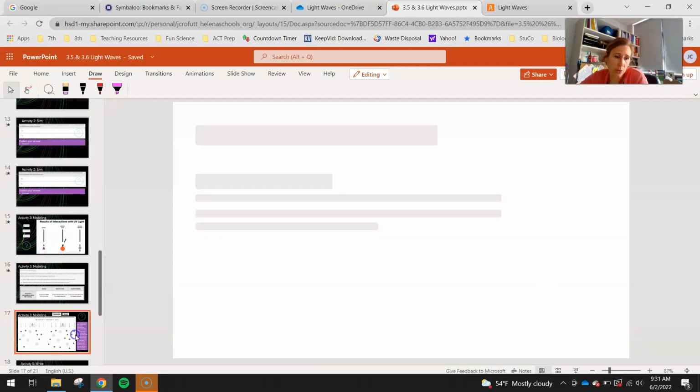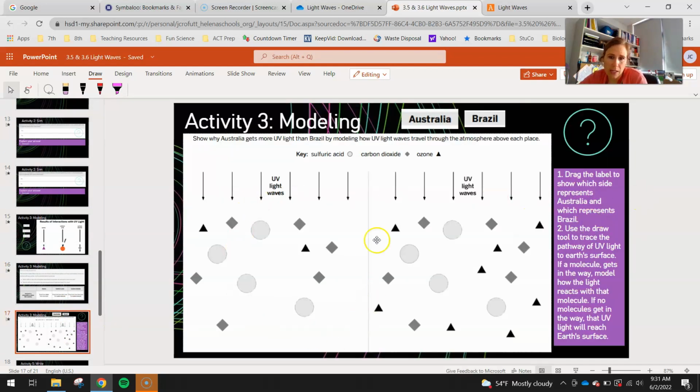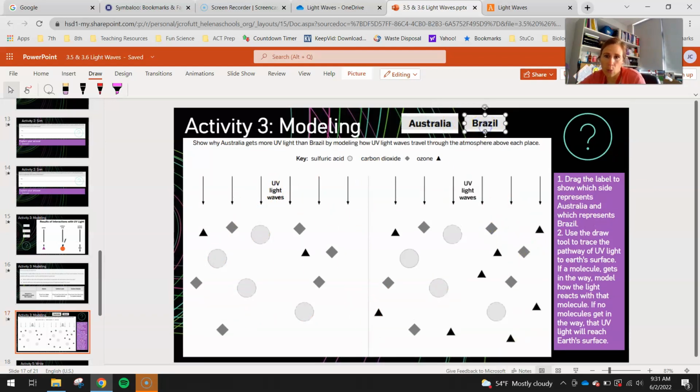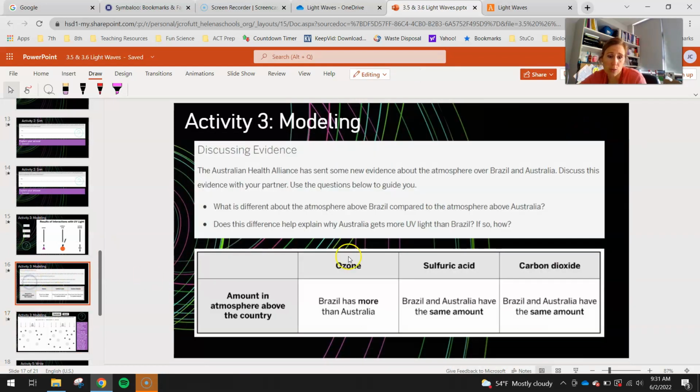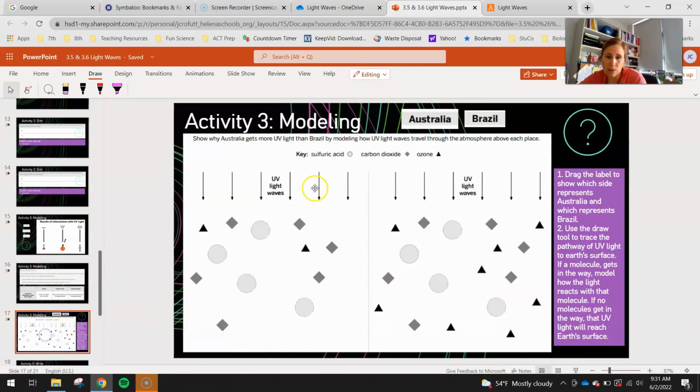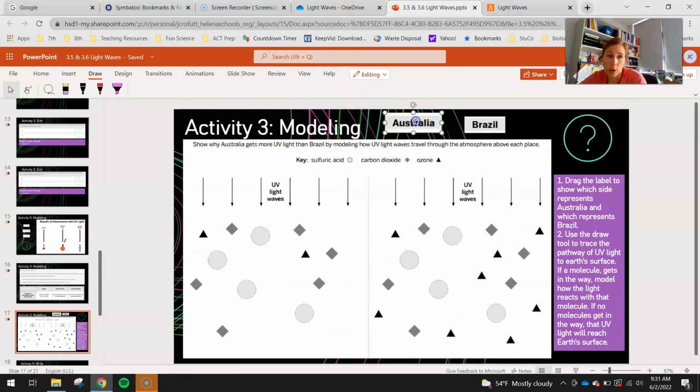Okay, so what you guys are going to do is a little modeling tool. You have this line here that separates one country from the other. So the first thing you need to do is figure out which one's Australia and Brazil. If you need to review the data, they do not have the same number of each molecule. So use this little key, count up how many you have, identify which one of these atmospheres represents Australia and which represents Brazil, and then drag your labels to show me which is which. Okay, so that's the first thing you need to do.